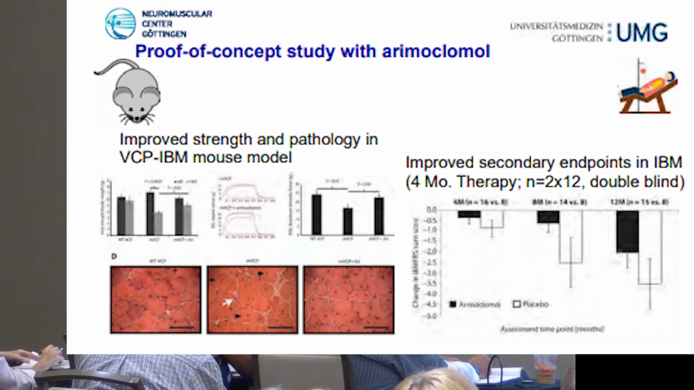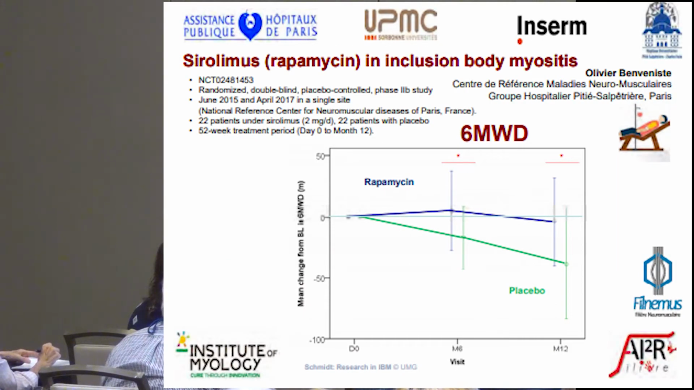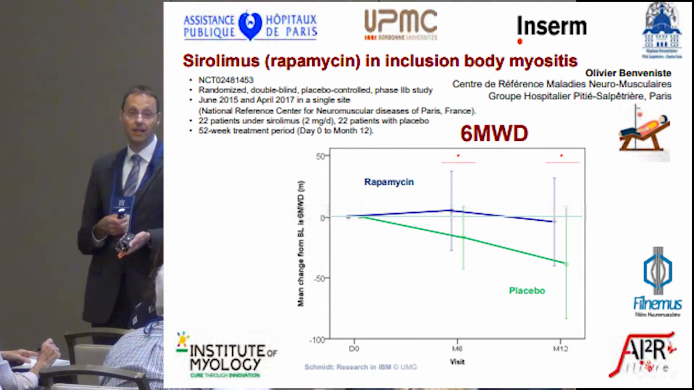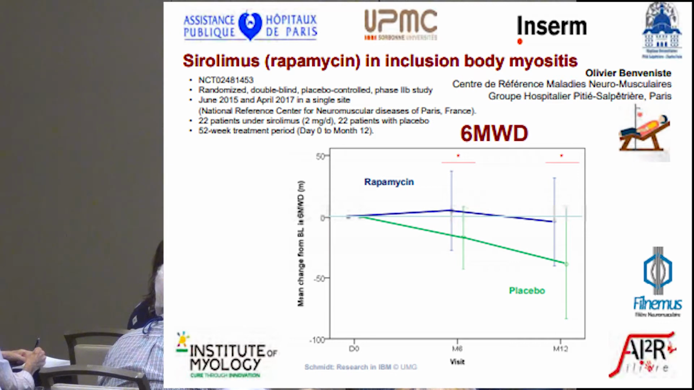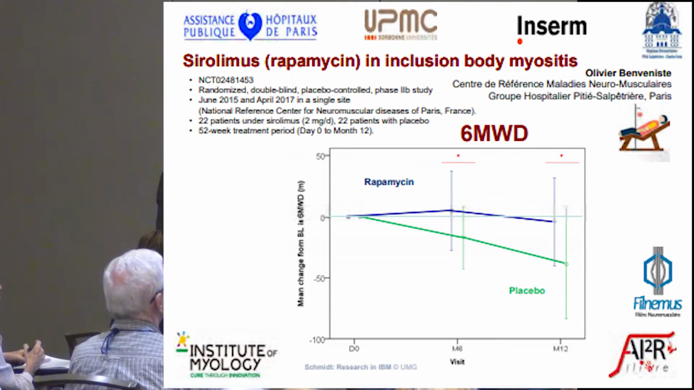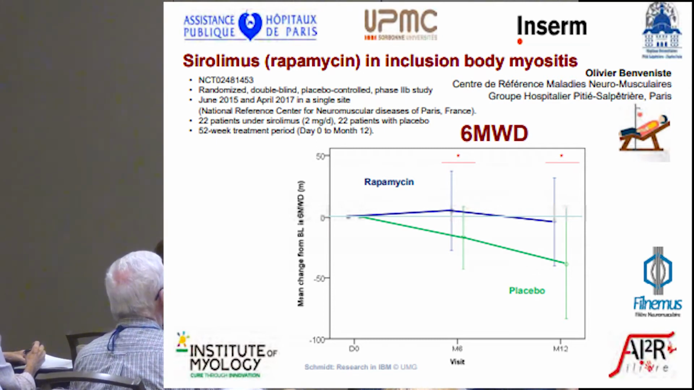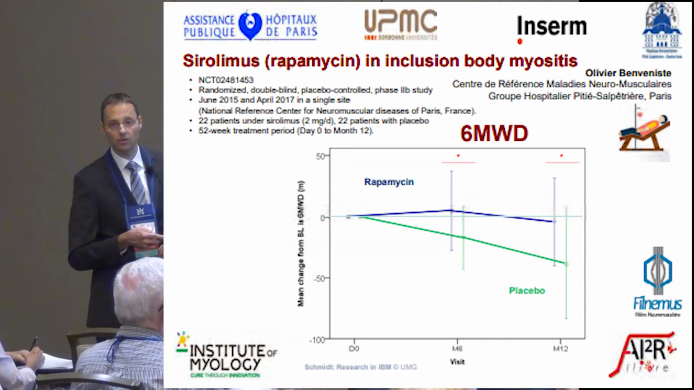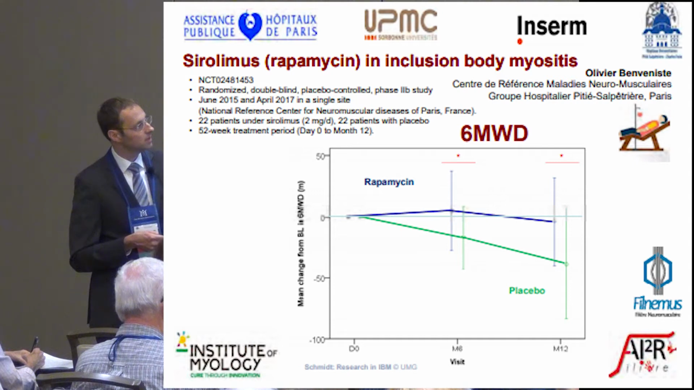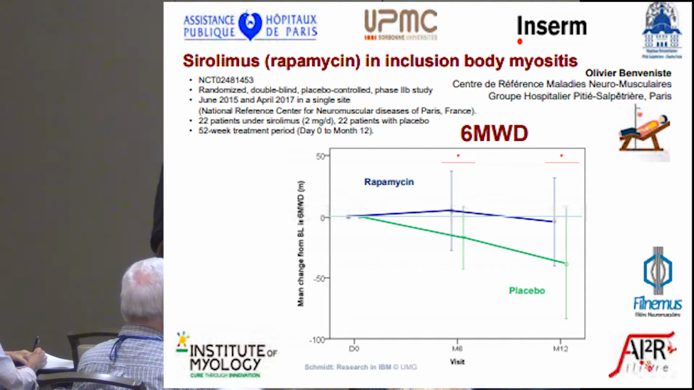Now these data are very new. They have not been published in a paper. This study with rapamycin in inclusion body myositis has been performed in the group of Olivier Benveniste in Paris. This was also a double-blind, placebo-controlled trial, and it was presented at the American College of Rheumatology last year. What happened is that the 6-minute walk test was improved in patients with IBM compared to placebo. In the placebo group, there was a decline. This is the green line. And the IBM patients remained stable.